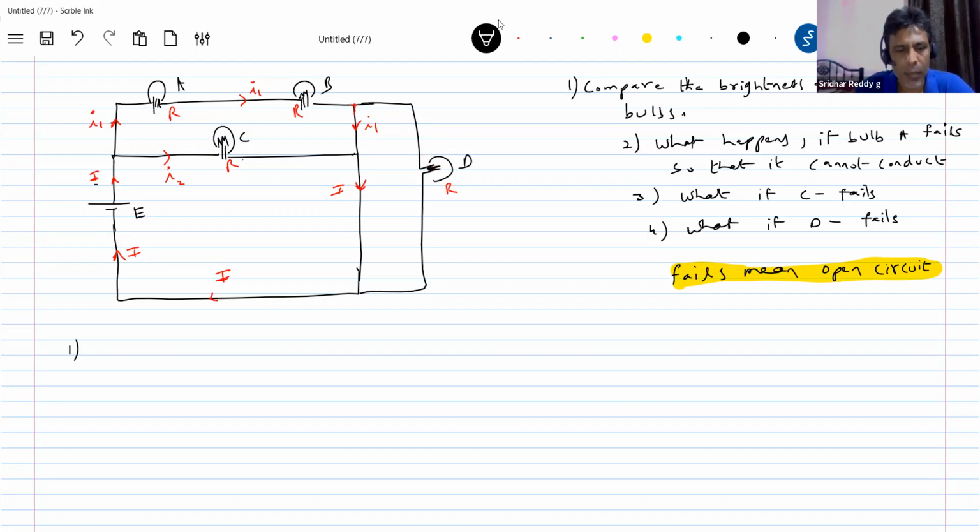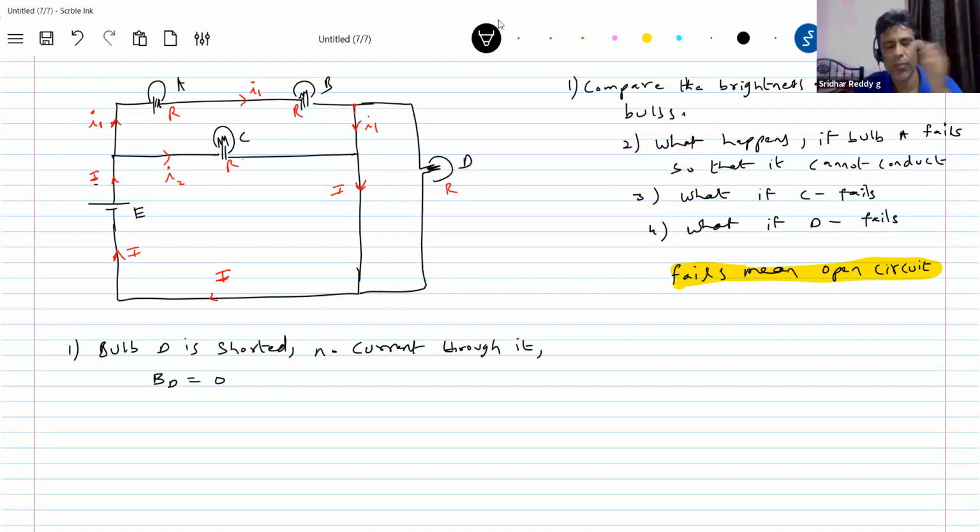So the first thing I'll put like this: bulb D is shorted, no current through it. So brightness of bulb D is 0. It will not glow. Bulb D. B means brightness, I'm taking.